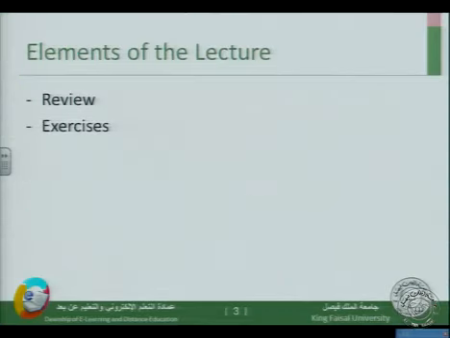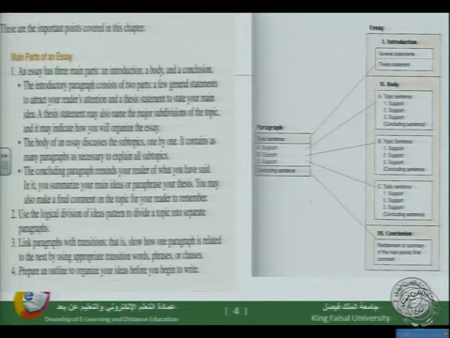For today, our 4th class, is going to be a review of all that we have taken in the 1st, 2nd and 3rd class, and then exercises applying all the strategies that we have taken in the introductory paragraph, in the body paragraph, in the concluding paragraph, and using the transition signals, and applying all of these strategies. So let us start first.